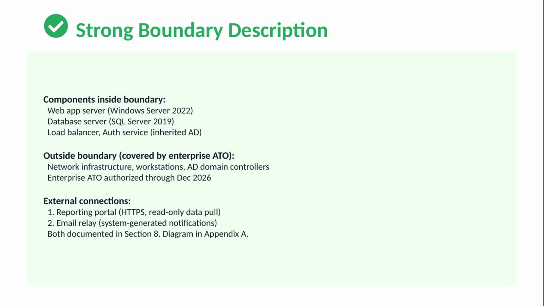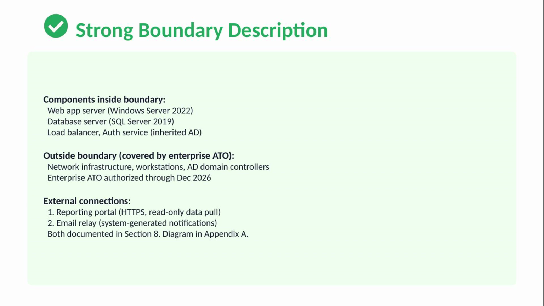The Defense Agency Reporting Portal via HTTPS for read-only data pull, and 2. The Defense Agency Email Relay for system-generated notifications. Both connections are documented in the interconnection table in Section 8. A boundary diagram is provided in Appendix A. The SKA reads that and immediately knows what they're assessing, what they're not assessing, and where to find the supporting documentation. No follow-up questions, no return for clarification.